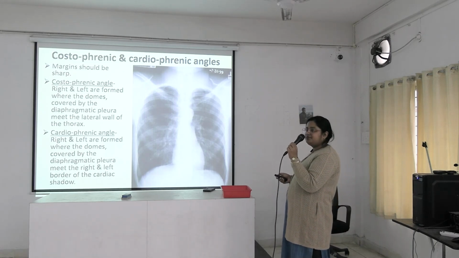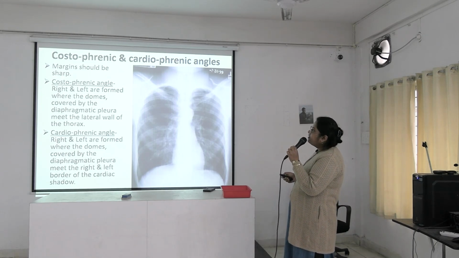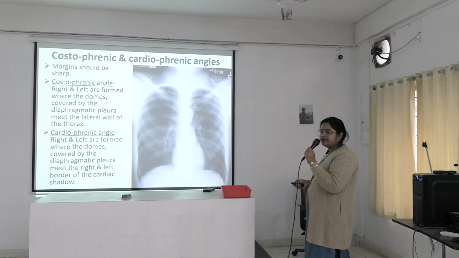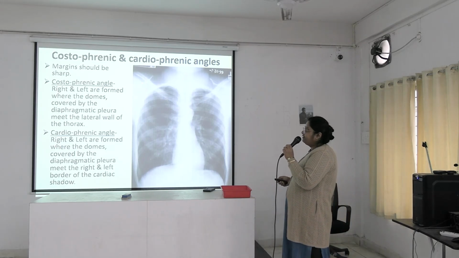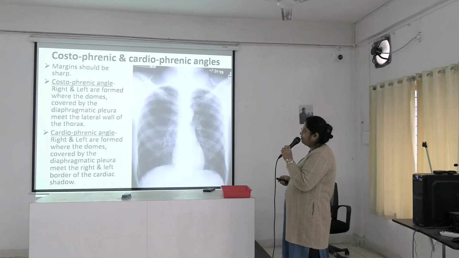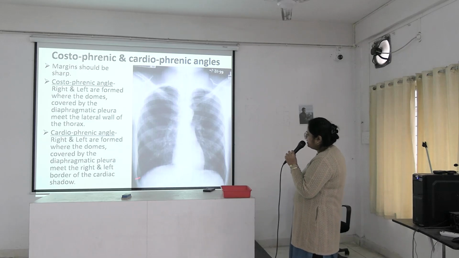Margins of the angles should be sharp. Two angles are there: costophrenic angle and cardiophrenic angle. Costophrenic angles are right and left and are formed where the domes covered by the diaphragmatic pleura meet the lateral wall of the thorax. Here is the costophrenic angle.